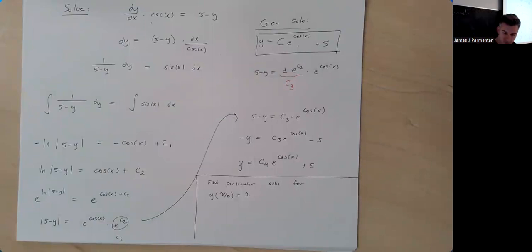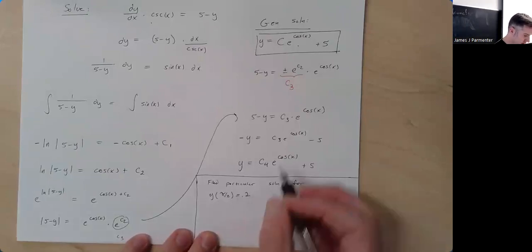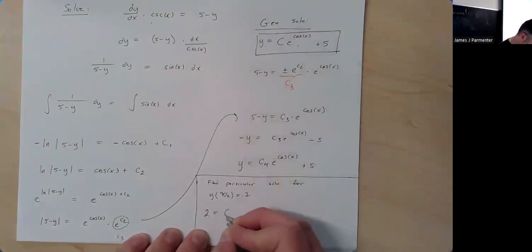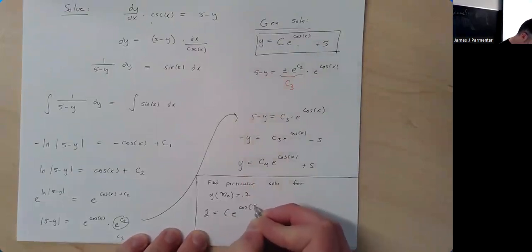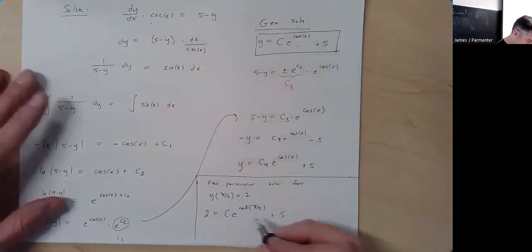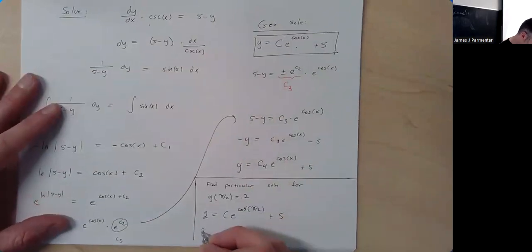Yeah, let's see. What'd you get for your constant value? Is it negative? Let's see. That seems right. Let's check. So if I plug in pi over 2 for x and 2 for y into my general solution, I'm going to get 2 equal to c e to the cosine of pi over 2 plus 5. Okay, we have to remember what cosine of pi over 2 is, which is 0. So that's going to be e to the 0, which is 1. So we really got 2 equal to c plus 5, which means c is equal to -3.